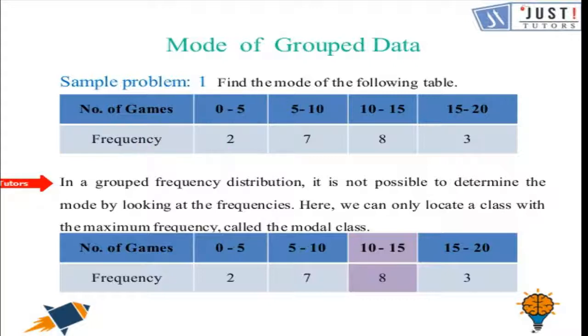However, in a grouped frequency distribution, it is not possible to determine the mode by looking at the frequencies alone. Here we can only locate a class with the maximum frequency called the modal class. So we need to look at the table again, and the highest frequency here is 8. So we can work that out. The modal class is 10 to 15 with frequency 8.